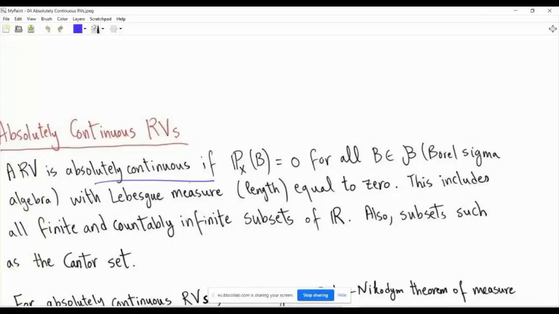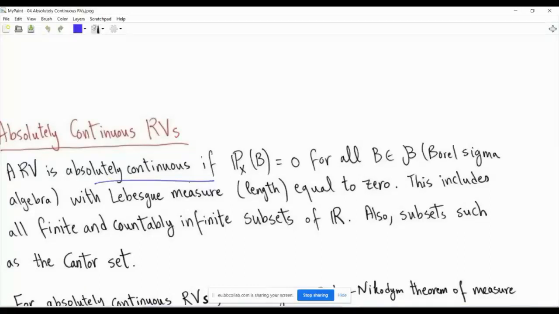Something must happen: the probability of any Borel set of Lebesgue measure 0 must be equal to 0. So a random variable is absolutely continuous if the probability of any Borel set of Lebesgue measure 0 must exactly be equal to 0.